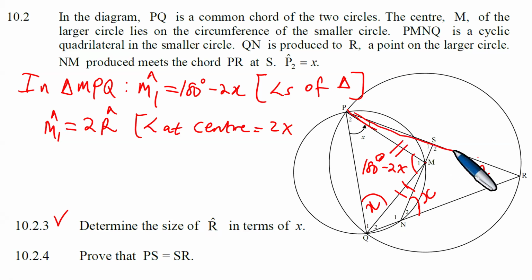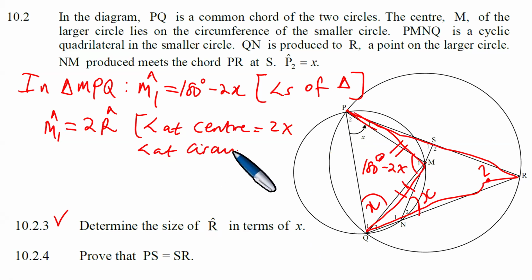Okay, that's fine. So you have this shape here in the larger circle, and you have exactly this here. So it is clear, therefore, that the angle at the center is actually two times the angle at the circumference. So the angle at center equals two times angle at circumference.